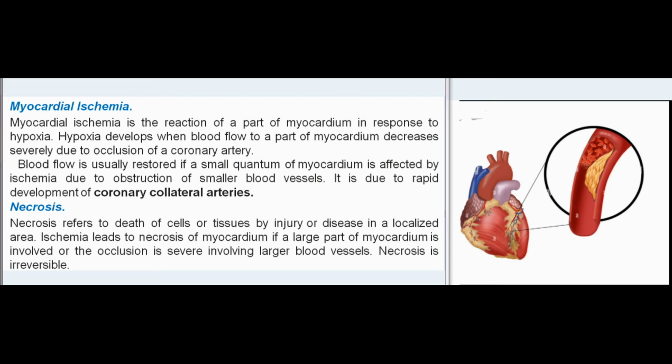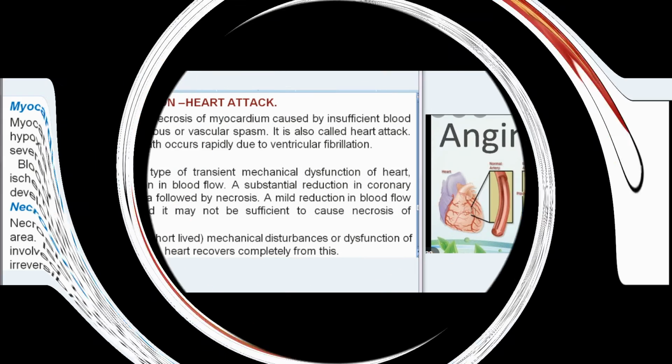Blood flow is usually restored if a small quantum of myocardium is affected by ischemia due to obstruction of smaller blood vessels. It is due to rapid development of coronary collateral arteries. Necrosis. Necrosis refers to death of cells or tissues by injury or disease in a localized area. Ischemia leads to necrosis of myocardium if a large part of myocardium is involved or the occlusion is severe involving larger blood vessels. Necrosis is irreversible.